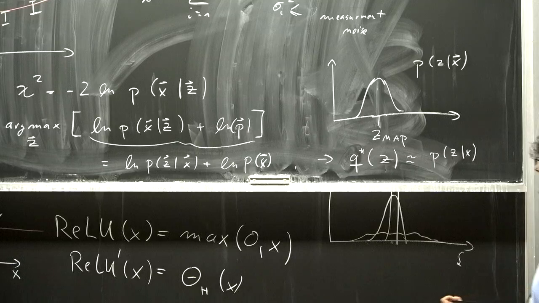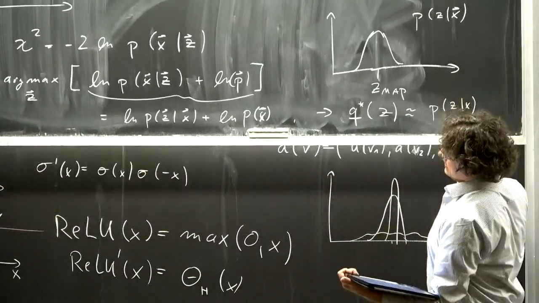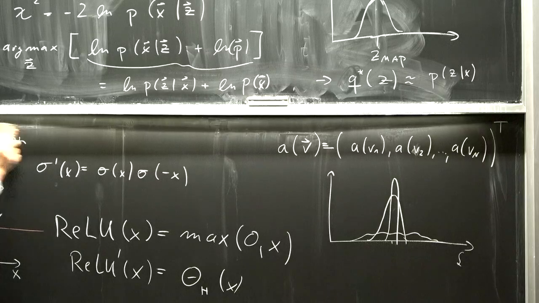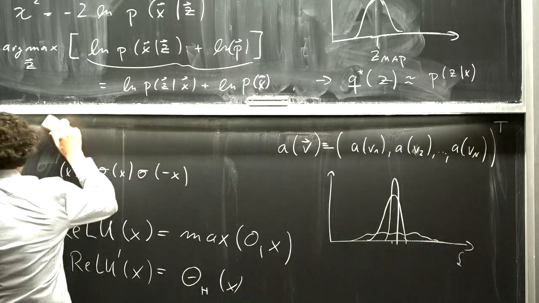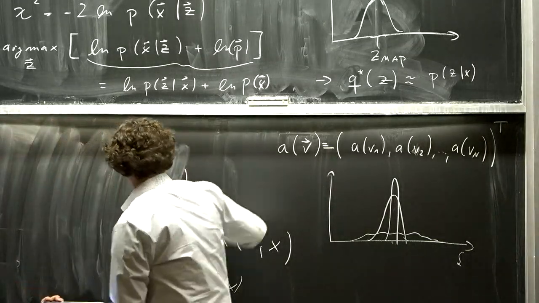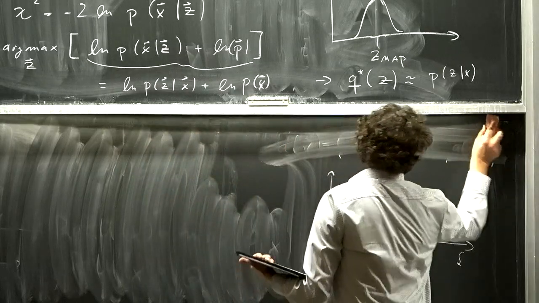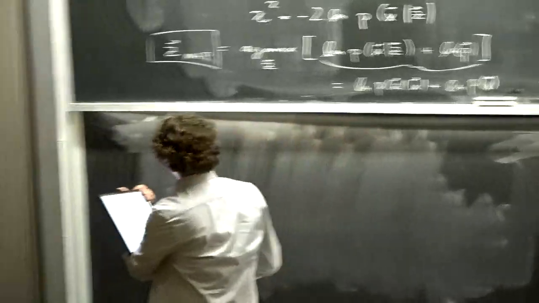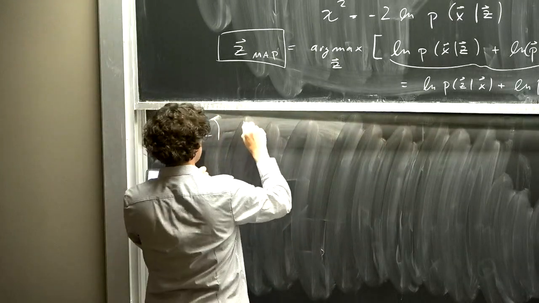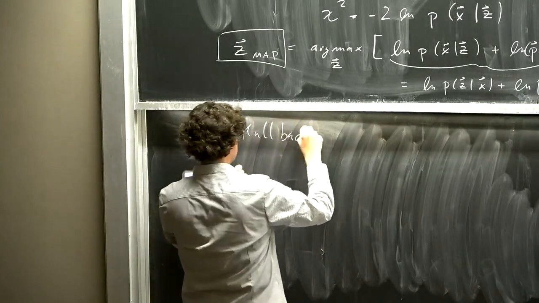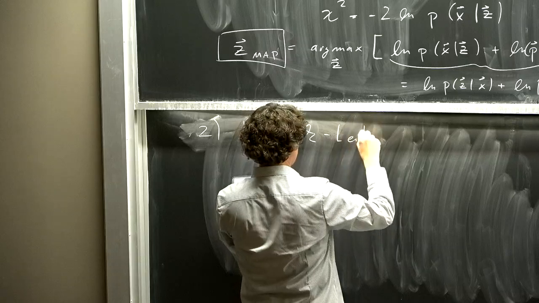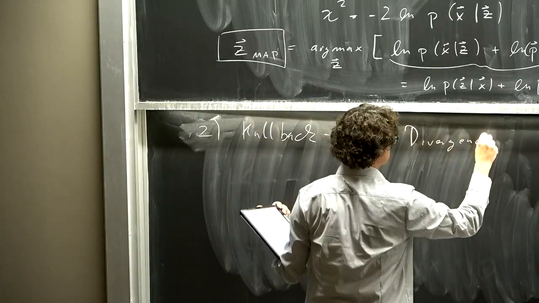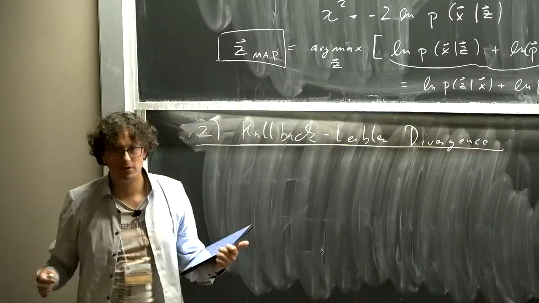Good, so in order to do that, we have to introduce a bit of information theoretical concepts in some sense, but I will keep it quite minimal. And I will talk about the Kullback-Leibler divergence. Who has heard about Kullback-Leibler divergence before?